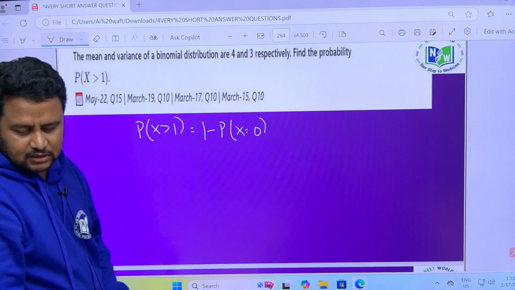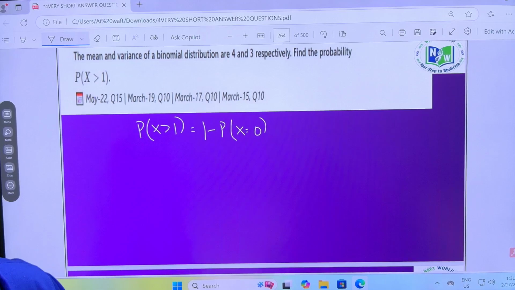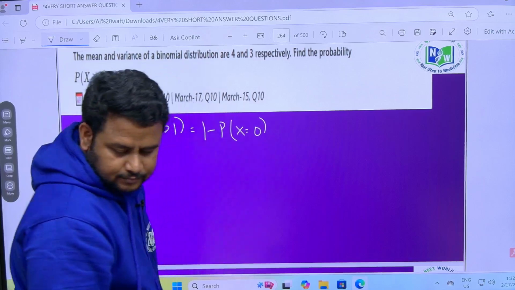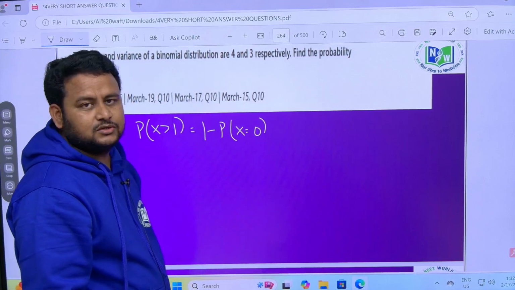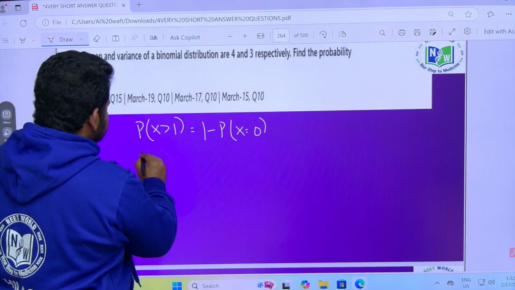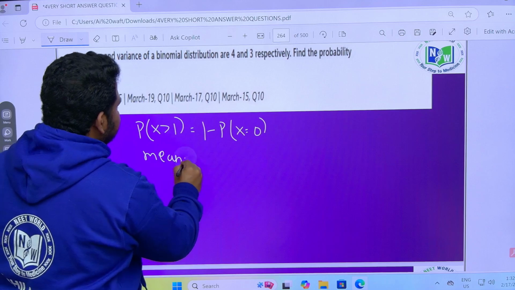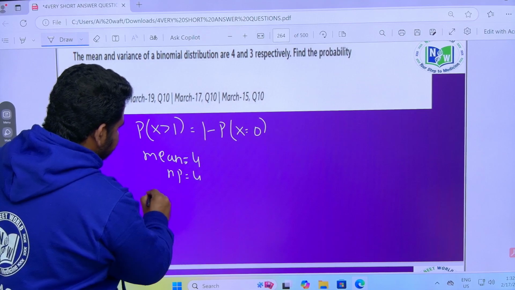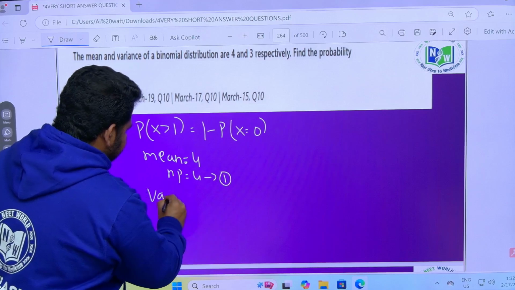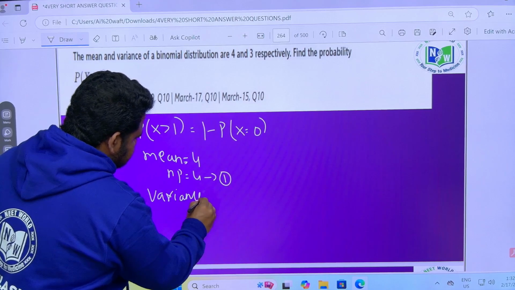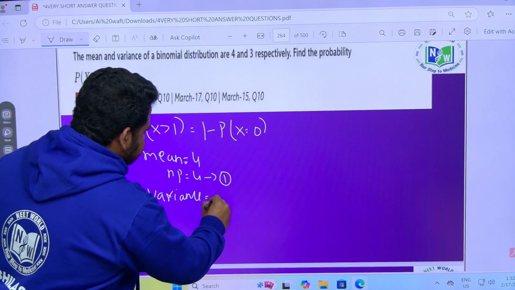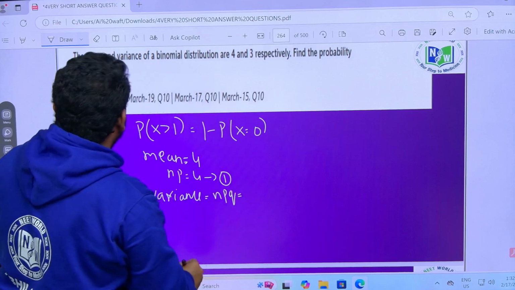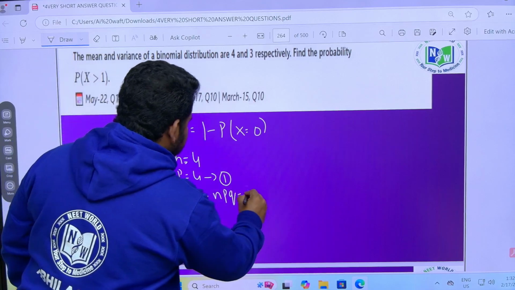Let us look at the question. Is it the correct question? Yeah. P of x greater than 1 means 1 minus P of x is equal to 0. So they have given mean, the value of mean is 4. That means NP is equal to 4. This is equation 1. Variance is given as NPQ, and the variance is 3. That is equation 2.